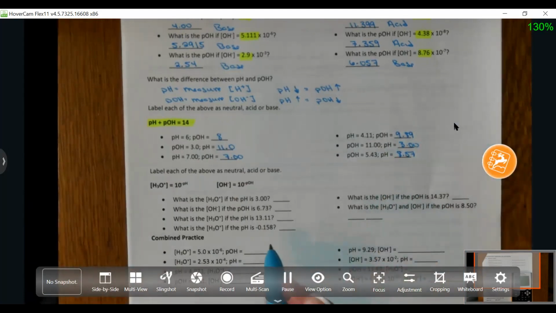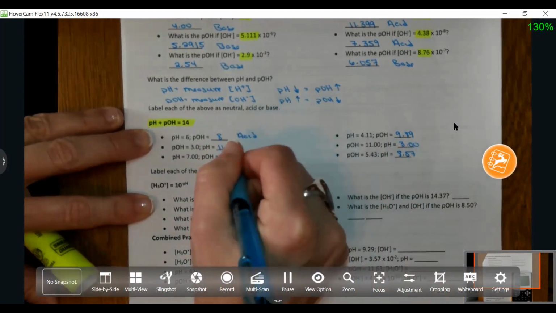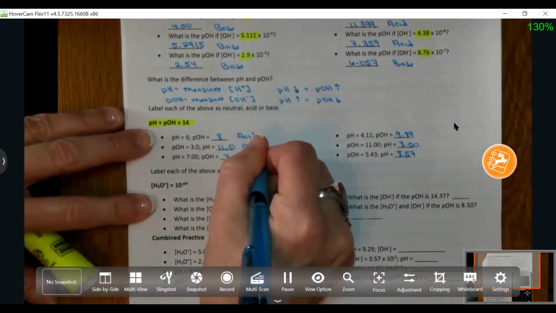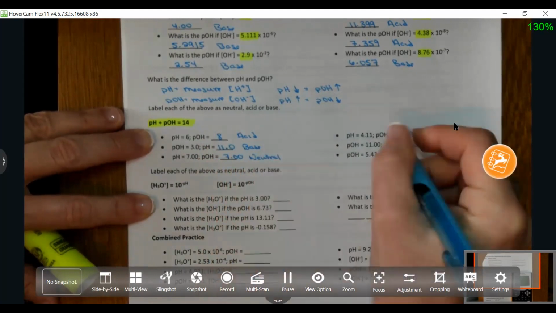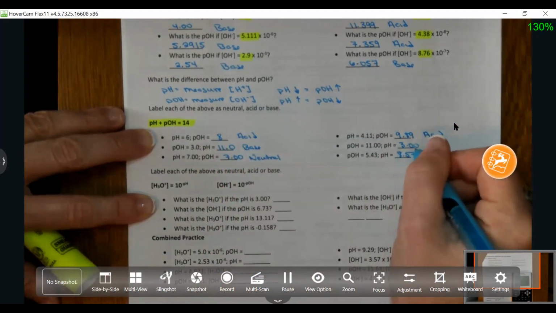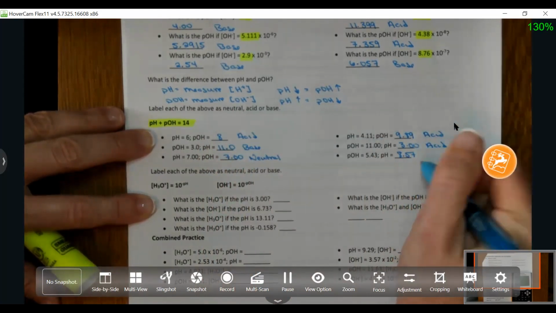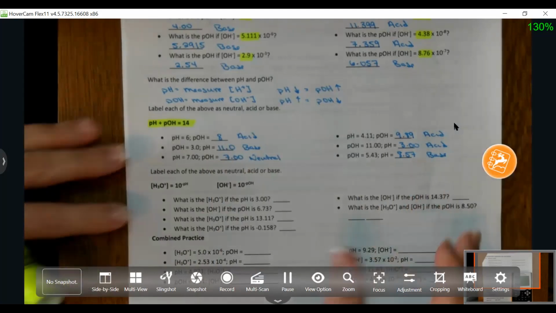So when we're trying to label these as a neutral, acid, or base solution, it might be easiest for you in terms of the pH, because I know that if pH is low, it's an acid, but if pH is high, it's a base. If pH is 7, it would be neutral. So here the pH is less than 7, so it's an acid. pH is less than 7, it's an acid. pH is greater than 7, that's a base. Okay?